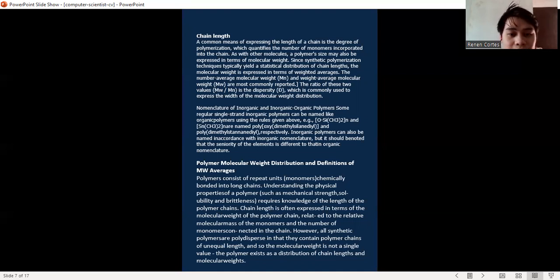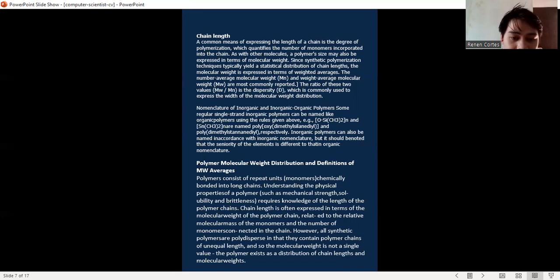Nomenclature of inorganic and organic polymers: some irregular single-stranded organic polymers can be named like organic polymers using the rules given above, or the rules given in the following sentences.